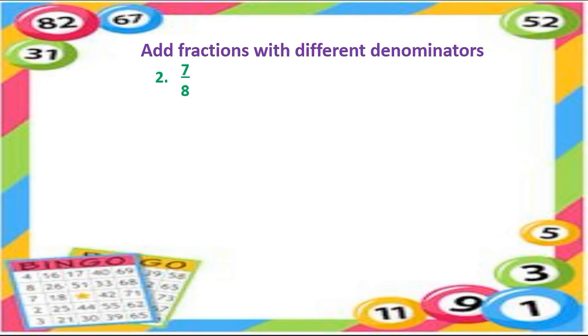Question number 2 is 7 upon 8 plus 3 upon 4. Here you can also see both the denominators are different. So we have to add the different denominators, again by using the crisscross method. Let's start our solution. What is the first step?